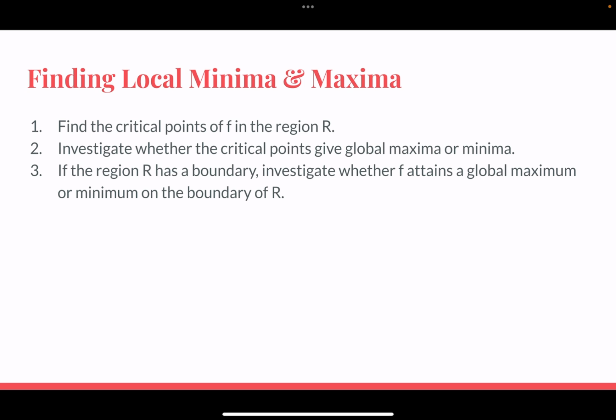So to find local minima and maxima, you just find the critical points of F in the region R and investigate whether the critical points have a global maxima or minima. If the region R has a boundary, you can investigate whether F attains a global maximum or minimum on the boundary of R also.